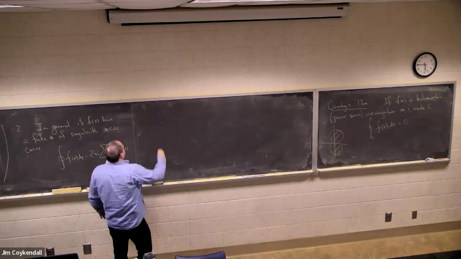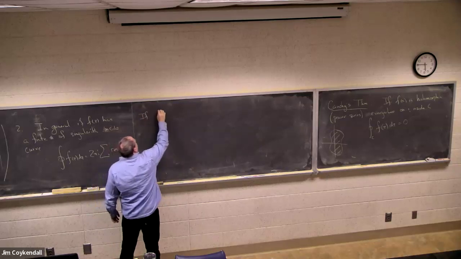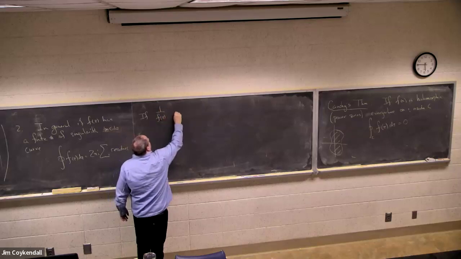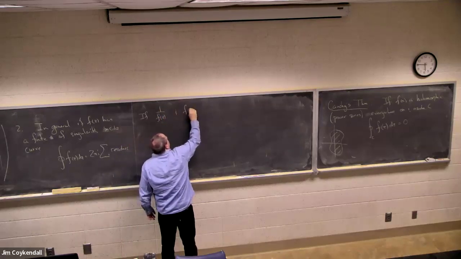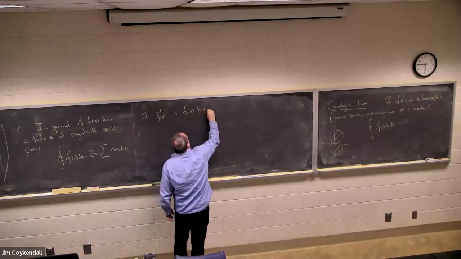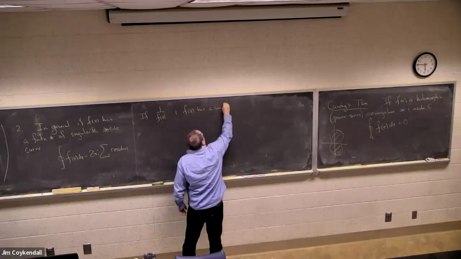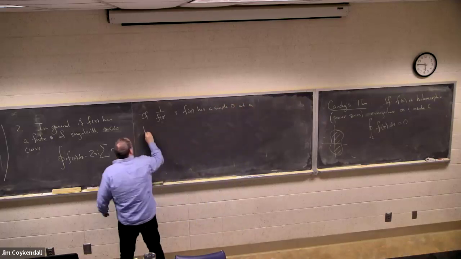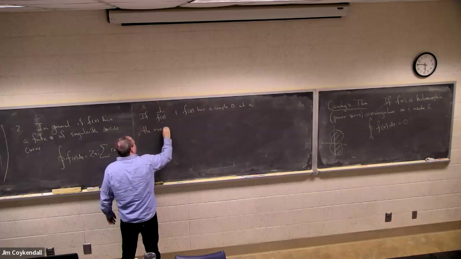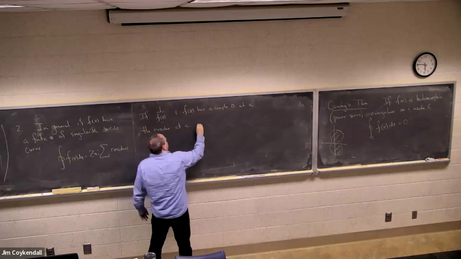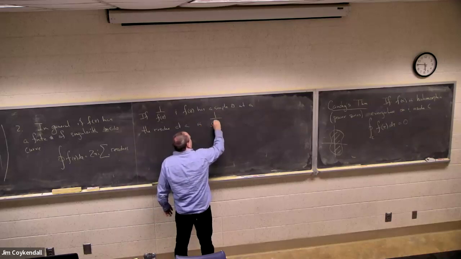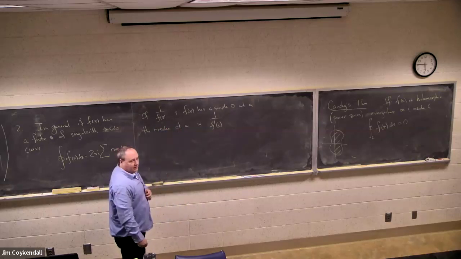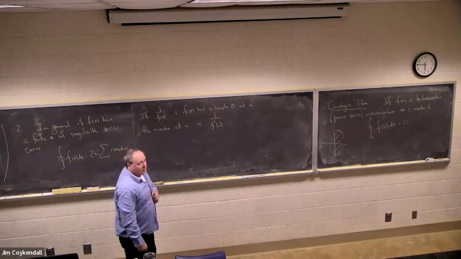For some simple functions, if you have 1 over f of z, and f of z has a simple 0 at a, the residue at a is 1 over f prime of a. Just take the derivative and plug in where the problem is. I'm not going to give you the reason. I'm going to do this problem.